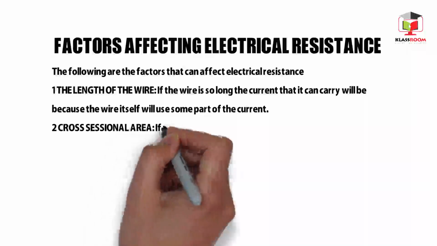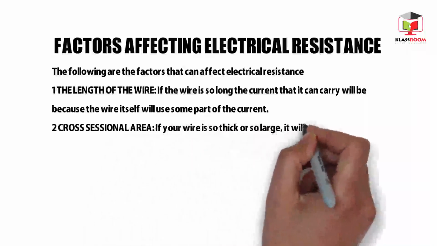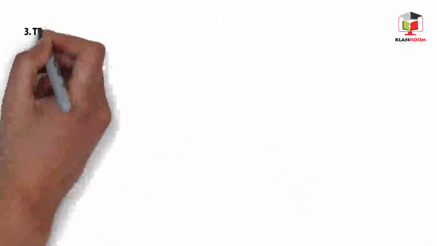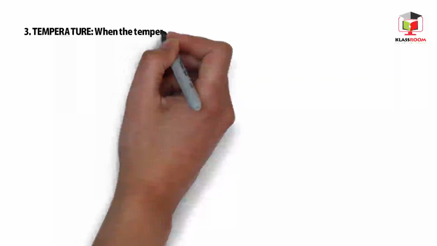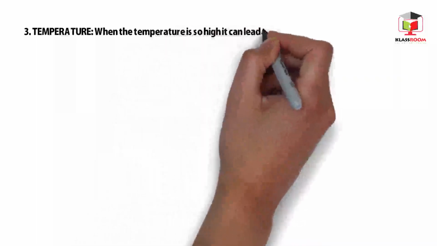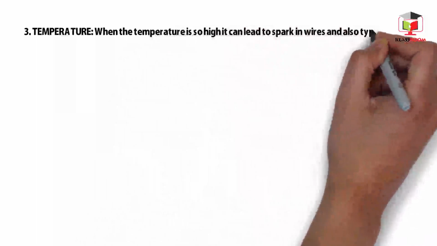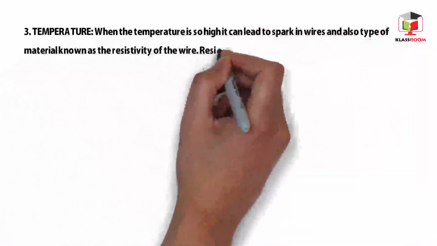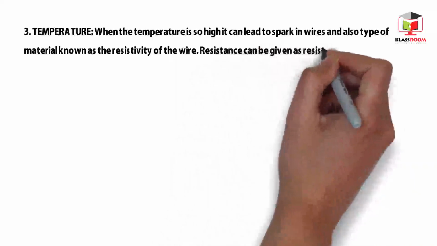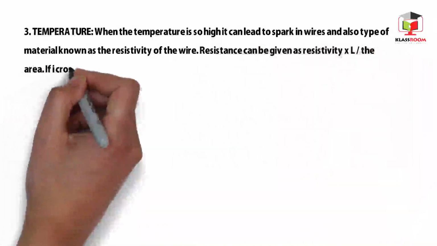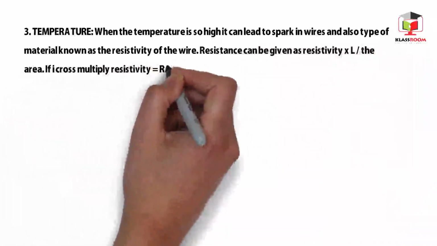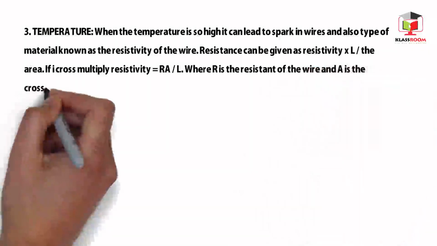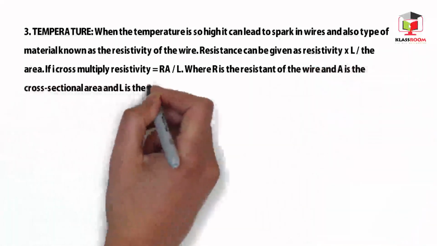Number 2, cross-sectional area. If a wire is so thick or so large, it will also affect the amount of current flowing through it. Temperature. When the temperature is so high, it can lead to spark in wires, and also the type of material, known as the resistivity of the wire. Resistance can be given as resistivity times L over the area. If I cross multiply, resistivity equals RA over L, where R is the resistance of the wire, A is the cross-sectional area, and L is the length of the wire.